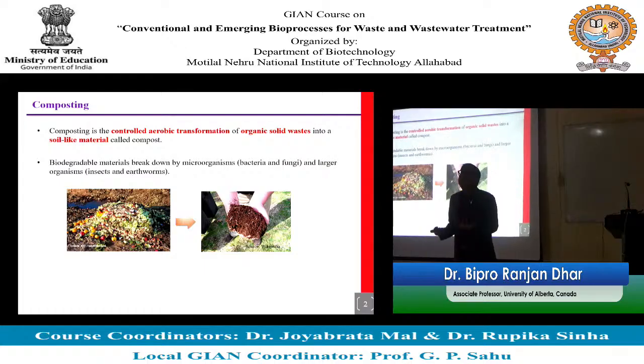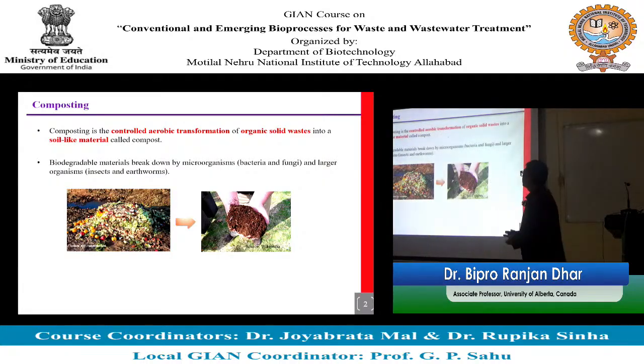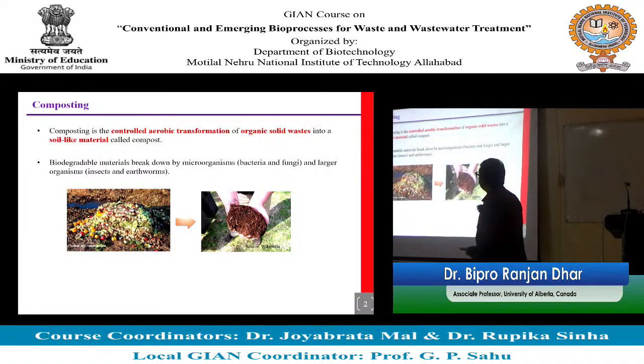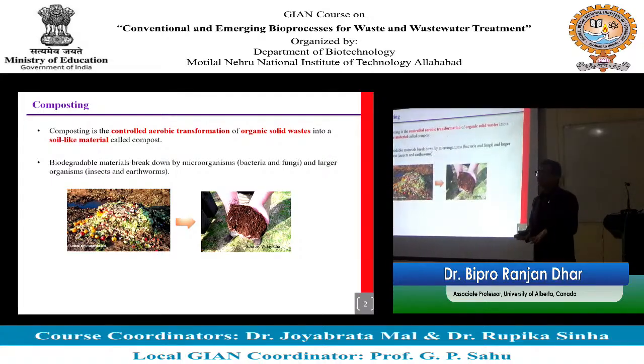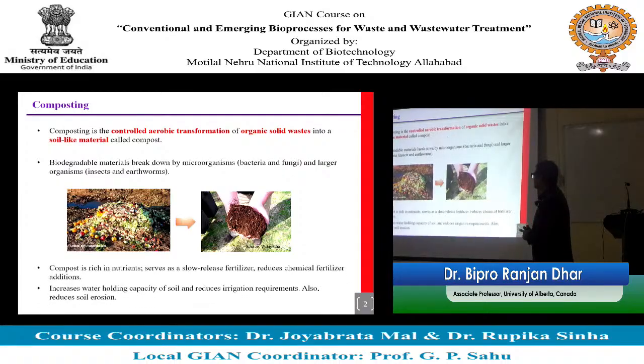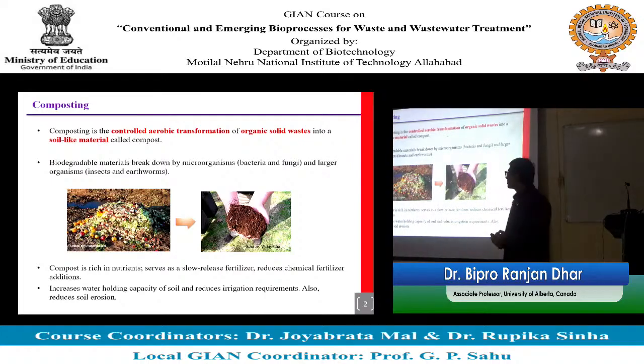Sometimes there is something called vermicomposting. So even larger organisms like earthworms can also be used for the composting process. And as you can see here from this picture, here is organic waste, and after conversion to compost, it's more like soil type material, and it's very rich in nutrients. So it can serve as a slow release fertilizer, and it can also reduce the use of your chemical fertilizer, right?